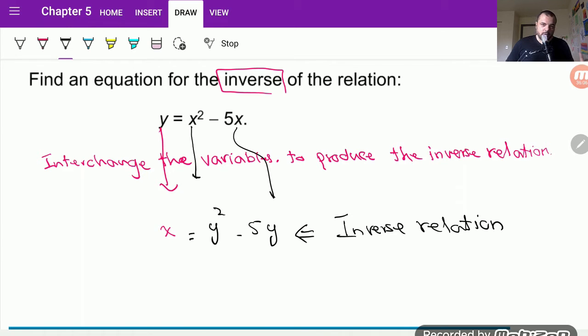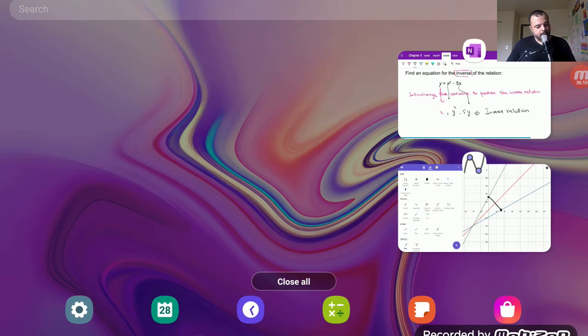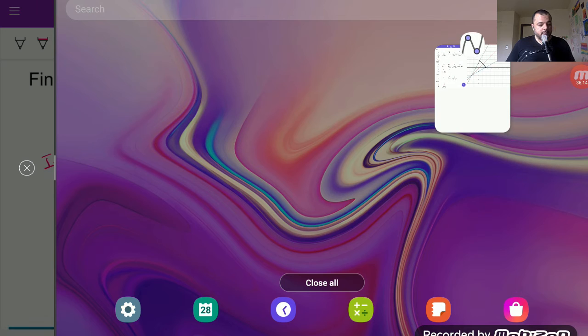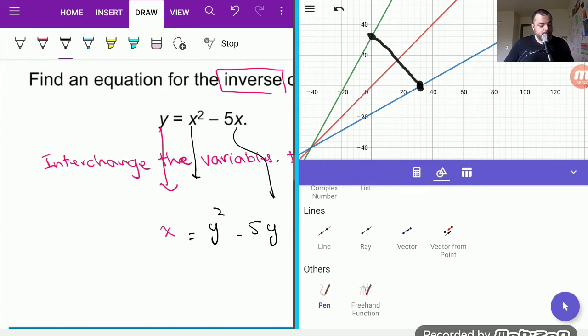Do you want me to graph them? Yes, we are going to graph them. Let's go. What do we expect? We expect that the relation and its inverse are always a reflection of each other across the line y equals x, right? So let's graph.